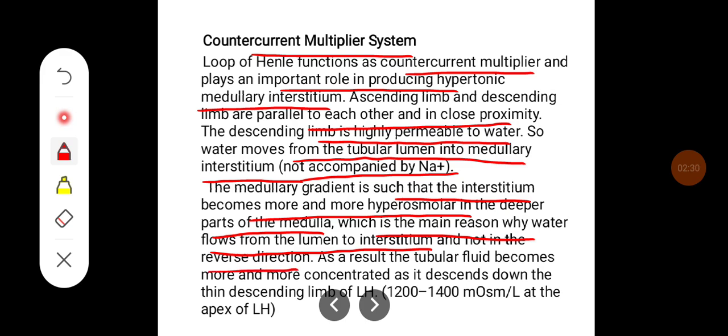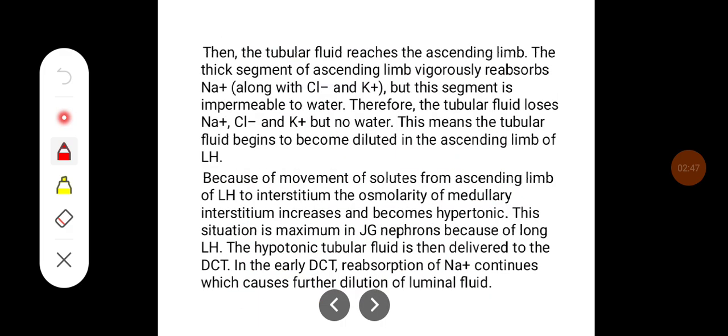As a result, the tubular fluid becomes more and more concentrated as it descends down the descending limb of loop of Henle. The concentration will be around 1200 to 1400 milliosmoles per liter at the apex of loop of Henle. Then the tubular fluid reaches the ascending limb.